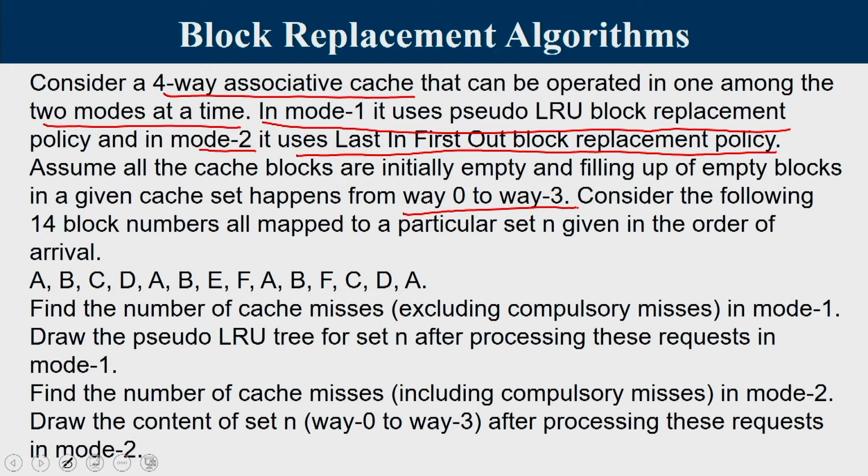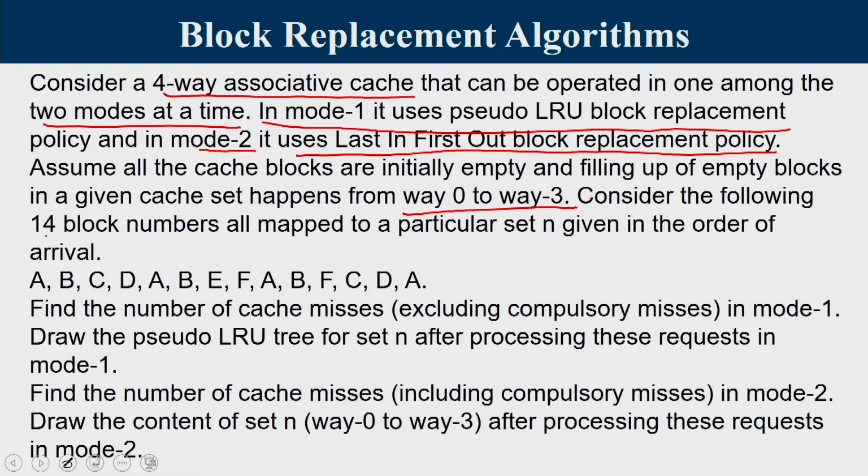Once all the blocks inside a cache set are full, that is, all the ways are full, only then does replacement happen. So, replacement uses pseudo LRU if it is in mode 1, and last in first out in the case of mode 2.